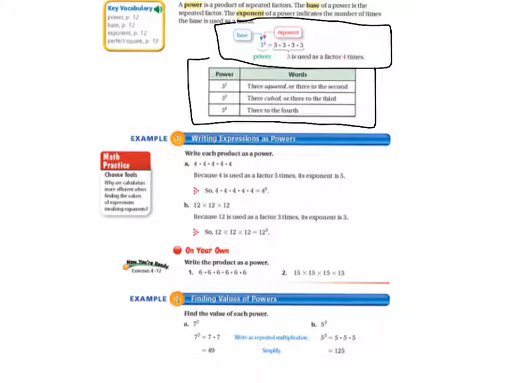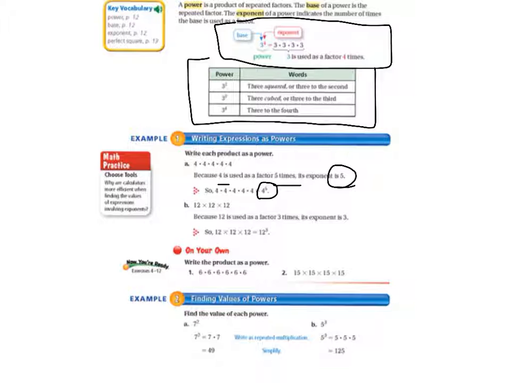So the first thing we're going to be doing in this lesson is writing expressions as powers. So our first expression is 4 times 4 times 4 times 4 times 4. So if you were counting as I read that, you would have noticed that I said 4 5 times. So because 4 is used as a factor 5 times, its exponent is 5. So 4 times 4 times 4 times 4 times 4 equals 4 to the 5th, or 4 to the 5th power.